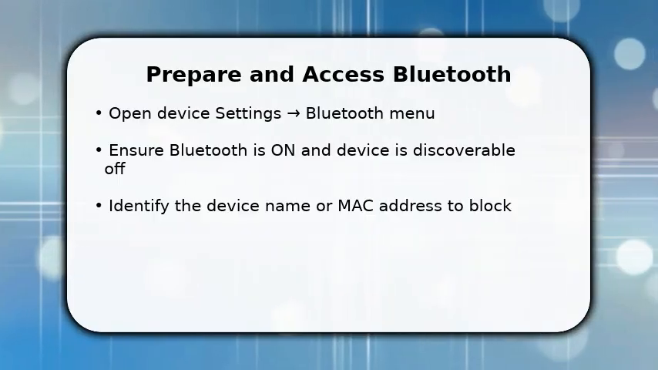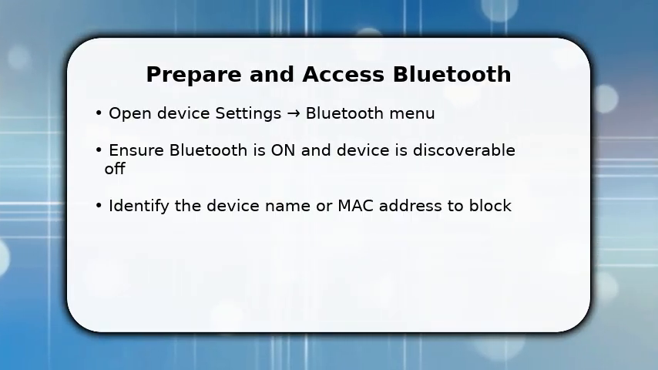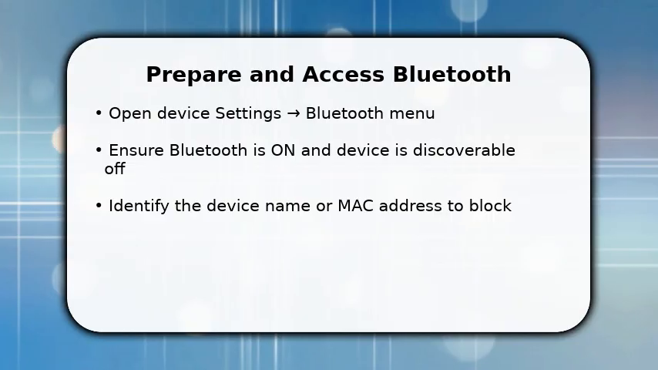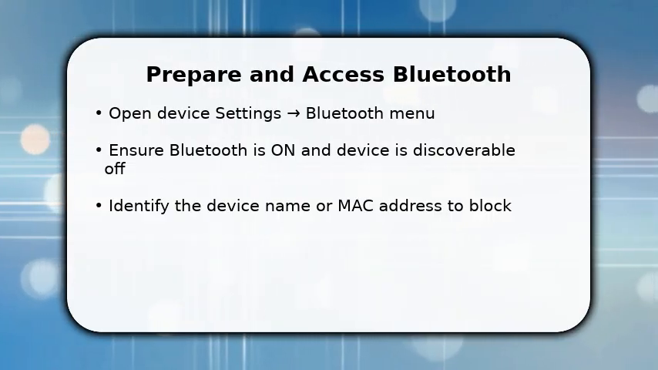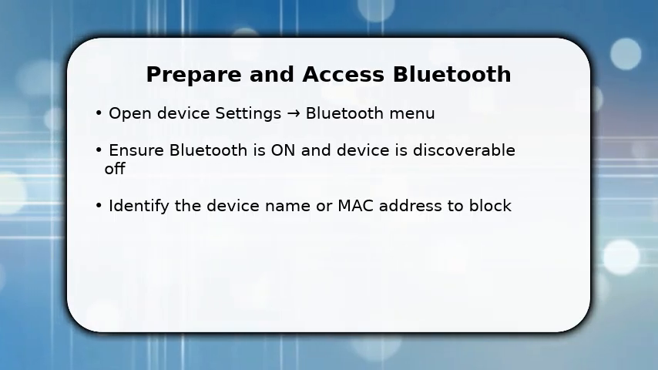You're starting by opening Bluetooth settings on your phone or laptop. Locate the list of paired and available devices. You need the exact device name, or MAC, to avoid blocking the wrong one. Once you see the target, tap its entry to reveal options.